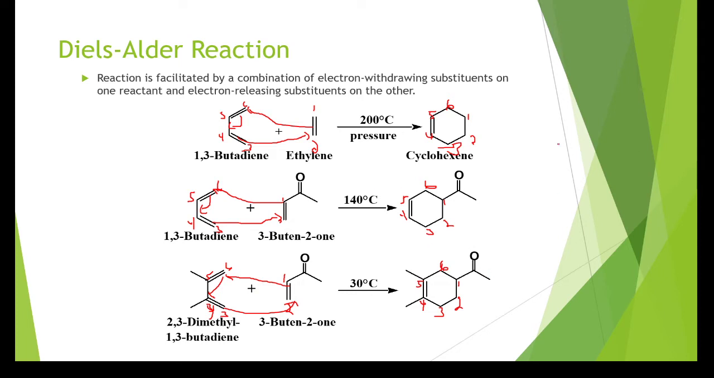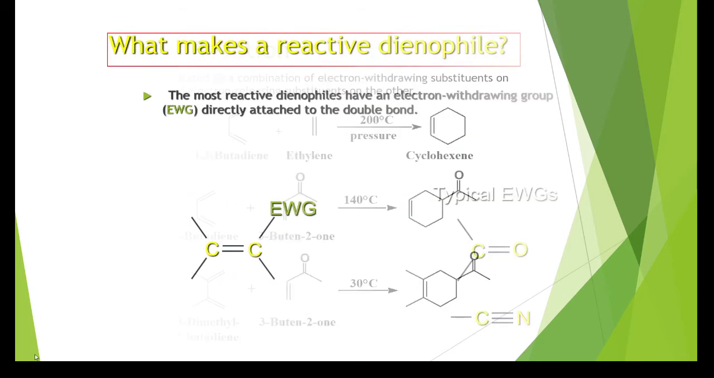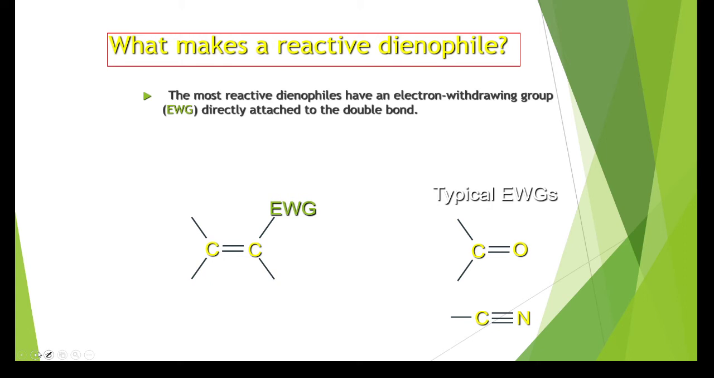Now you see this term up here, electron withdrawing substituents and electron releasing substituents. So let's talk about that term. Electron withdrawing groups, those that want to be directly attached to the double bond. So a dienophile will have an electron withdrawing group attached to the double bond, something that's going to pull electrons away via the inductive effect. That's a good dienophile. The better the dienophile, the better the diene, the better the reaction.